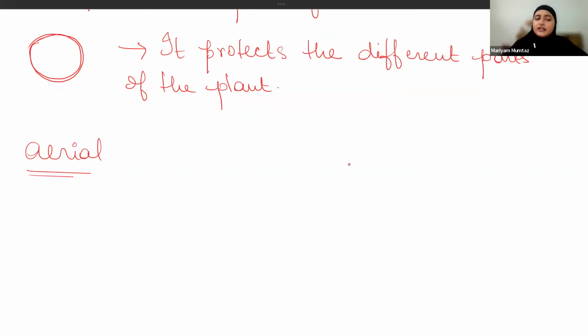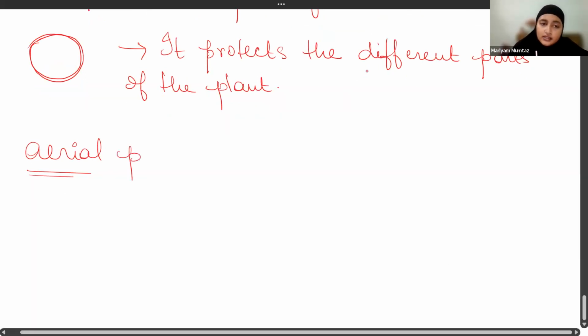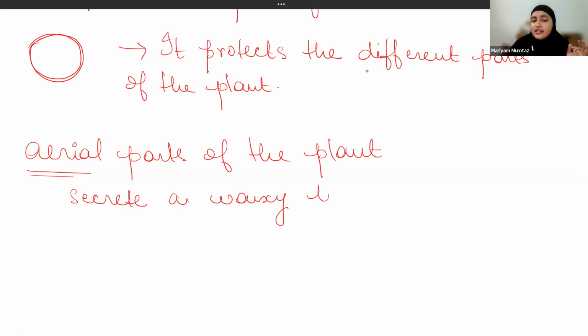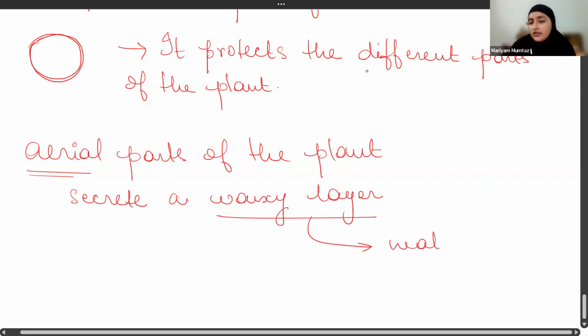Okay, see what happens. The aerial parts of the plant, the parts that are exposed to the environment, exposed to the air, secrete a waxy, water resistant layer. And this waxy layer is water resistant. It is waterproof, you can say.